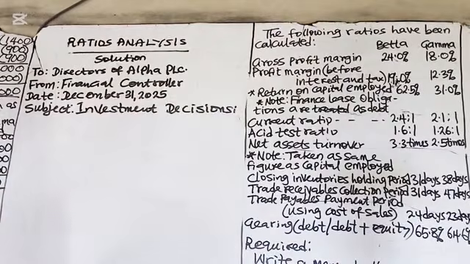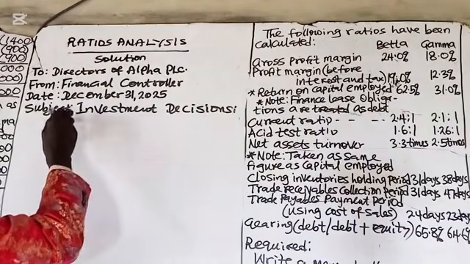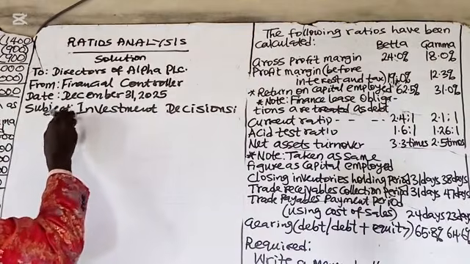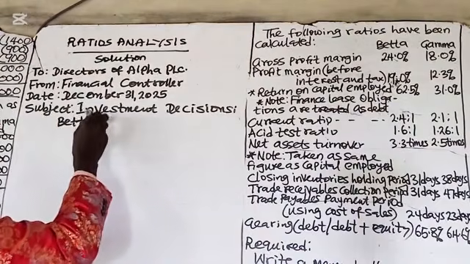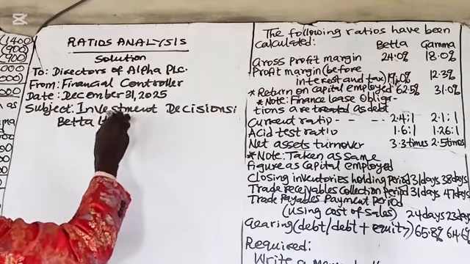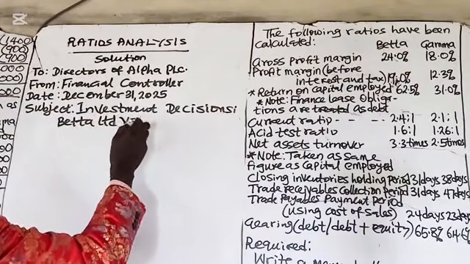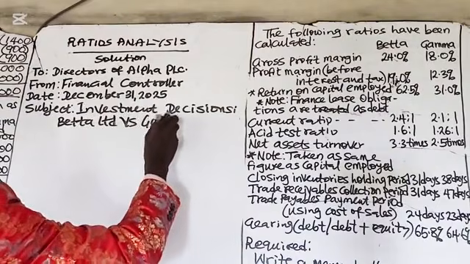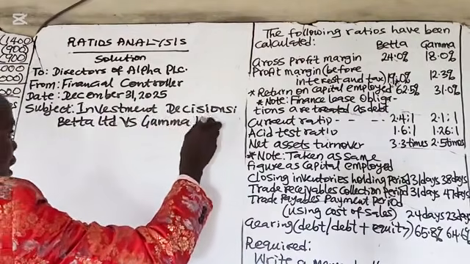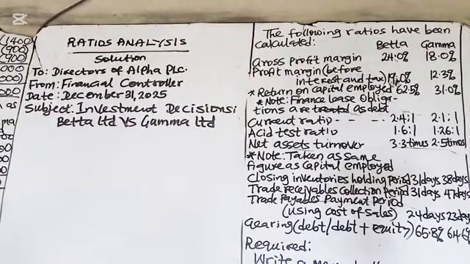So let me put a colon. That is, you want to compare the performance of the two companies, Beta Limited versus Gamma Limited. You want to compare the performance of these companies and then decide the one to choose.